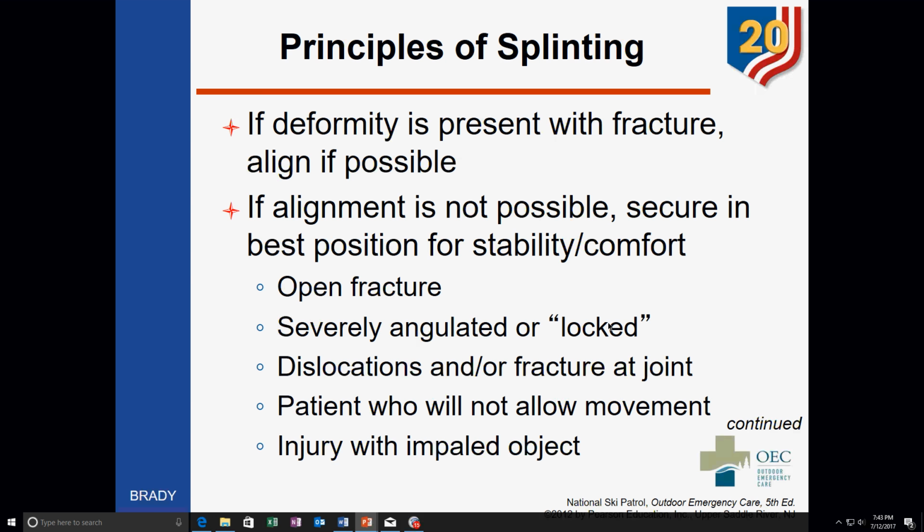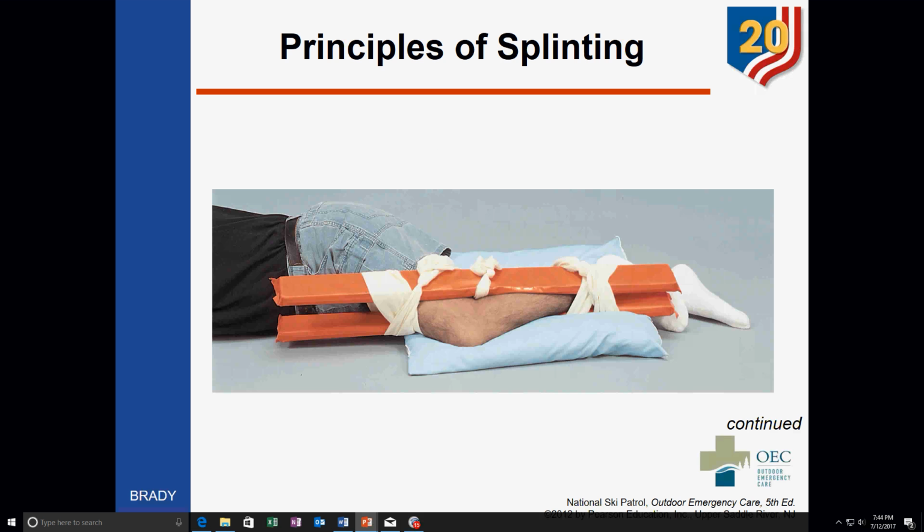Again, severely angulated, dislocated, the ones that just go, oh man, you're going to have to figure it out. If they don't let you move it, you can't move it. And if it's an impaled object, you're going to have to work around it. We'll play with those also. Again, you can see here they had a couple of board splints, used some pillows to rest it on, but again, above and below, probably a knee injury. You don't want to put one of these securing devices right over the injury. You always want to do it above and below the joint.